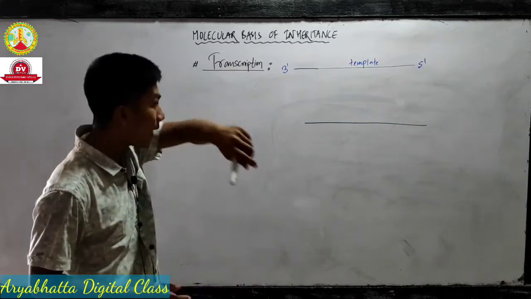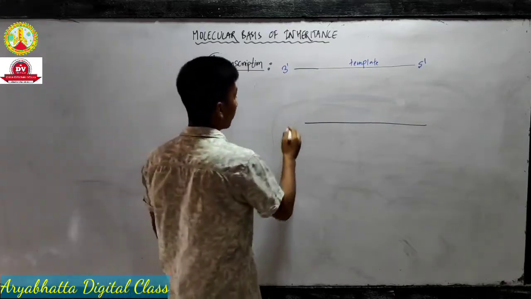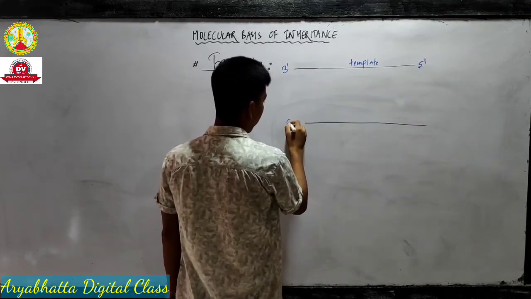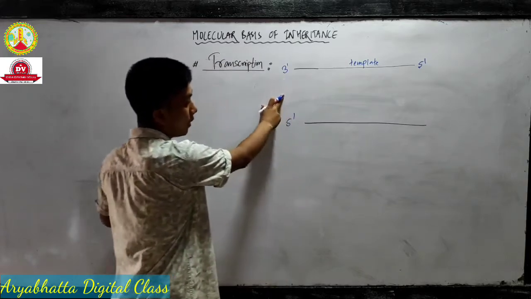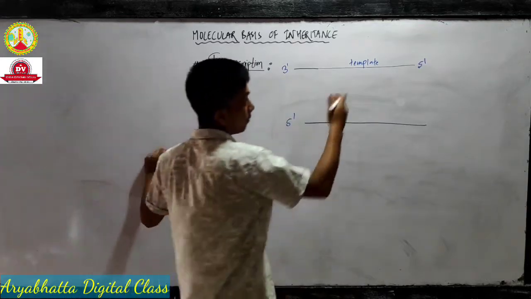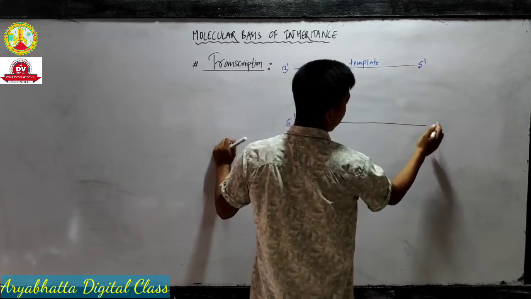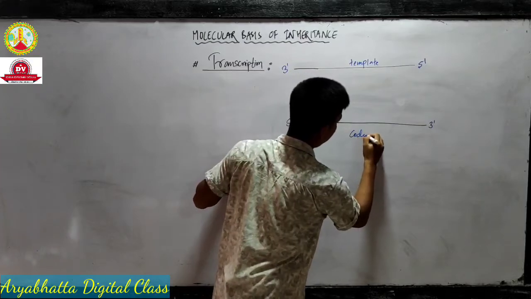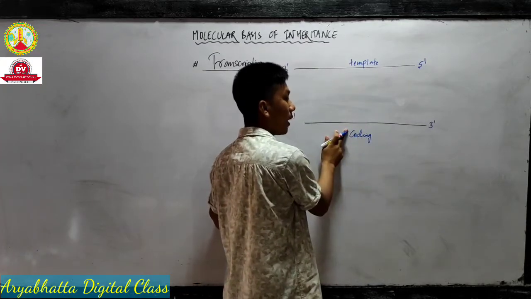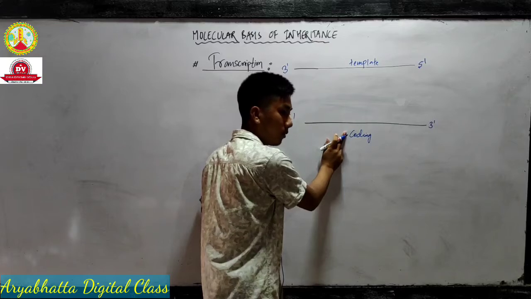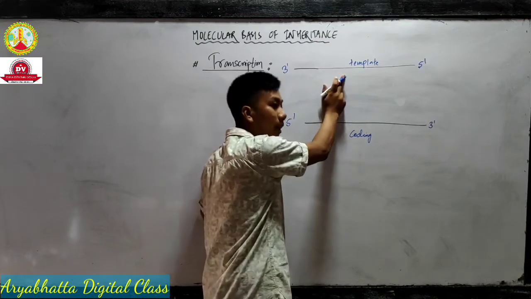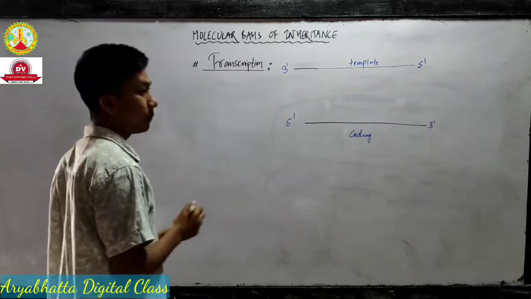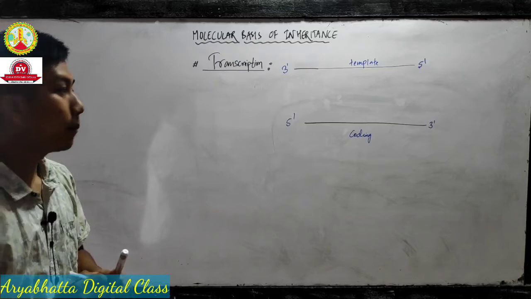So the template strand is going to have a 3 prime and 5 prime. The strands are anti-parallel. If one strand has 3 prime, the other strand is going to have 5 prime. If that strand has 5 prime, the other strand is going to have 3 prime. This is our coding strand, and from this strand the mRNA carries the information. The other strand becomes the template, to which the mRNA is going to bind.